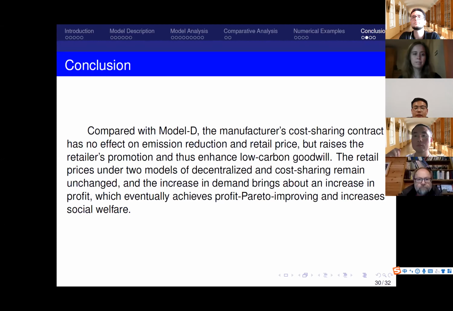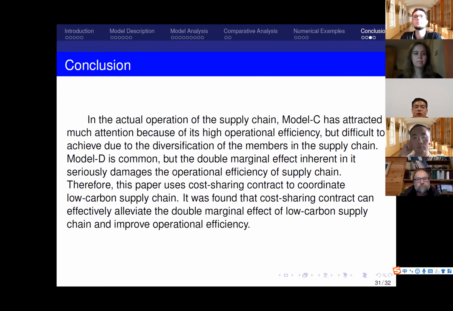In actual operation of the supply chain, Model C has attracted much attention because of its high operational efficiency, but it is difficult to achieve due to the diversification of the members in the supply chain. Model D is common, but the double marginal effect inherent in it seriously damages the operational efficiency of the supply chain. Therefore, this paper uses cost share contracts to coordinate the low-carbon supply chain. And it found that the cost share contract can effectively alleviate the double marginal effect of the low-carbon supply chain and improve operational efficiency. Thank you.